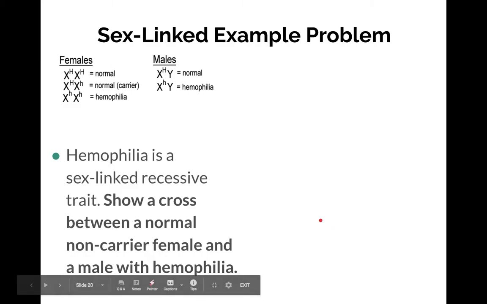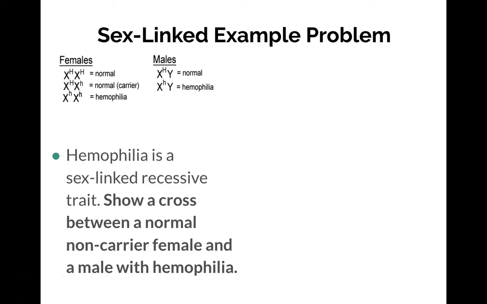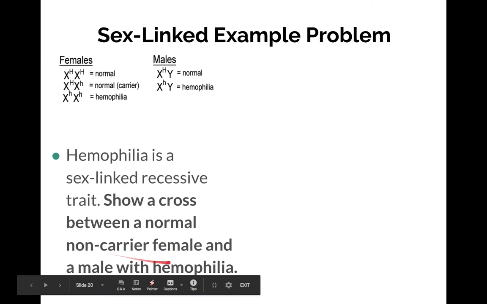All right, so first example, hemophilia is a sex-linked recessive trait. Show a cross between a normal non-carrier female and a male with hemophilia. So I went ahead and put this key up here so you can look at that. But parent 1 is a non-carrier normal female, okay, so here. And a male with hemophilia would be this. So parent 1, female, parent 2, male.